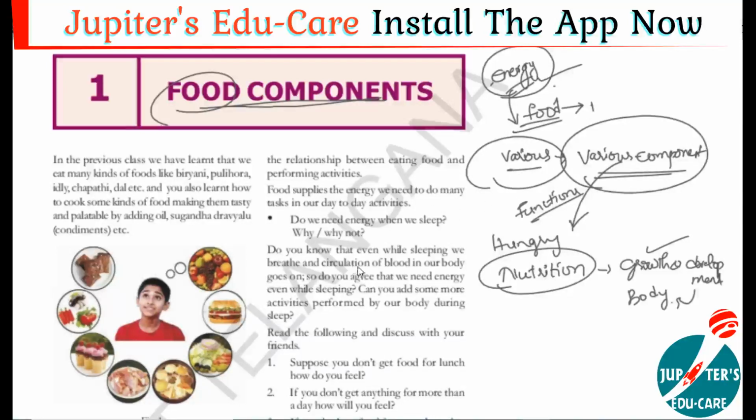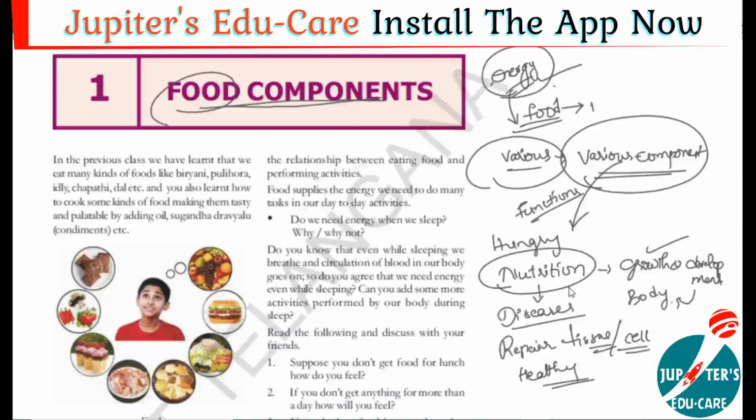It protects our body from diseases. Not only growth and development, it also protects our body from diseases, right? And it also helps to repair tissues or cells which are damaged. This nutritious food helps in physical and mental development and helps us to be healthy. So for these purposes we compulsorily consume food materials.